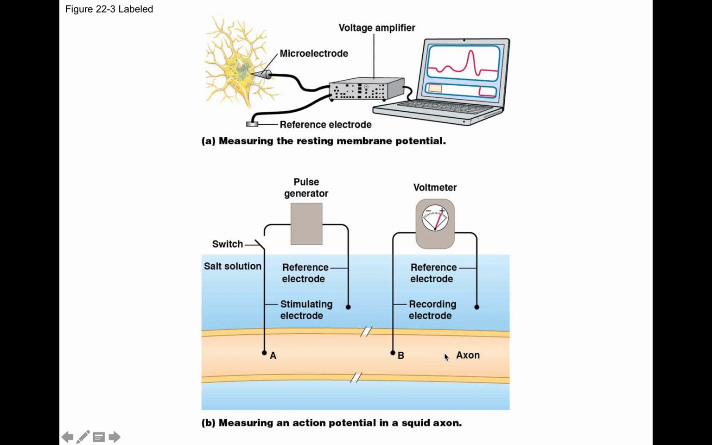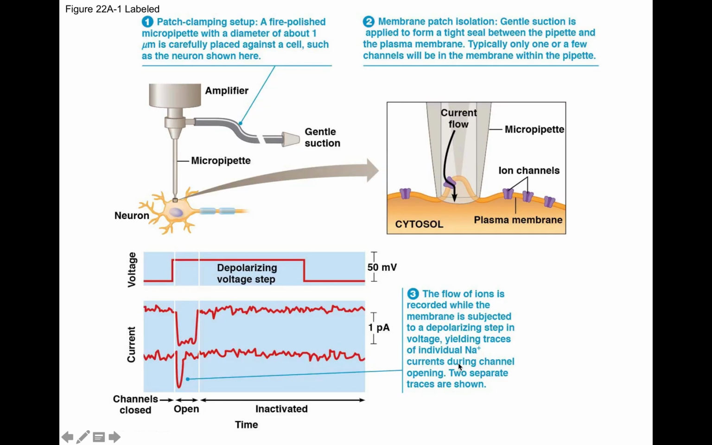And so before we had the technology to make microelectrodes very, very small, and now we can make them so small that they're the size of just one protein channel, but before that, having an axon that was really big was a big help. Okay.